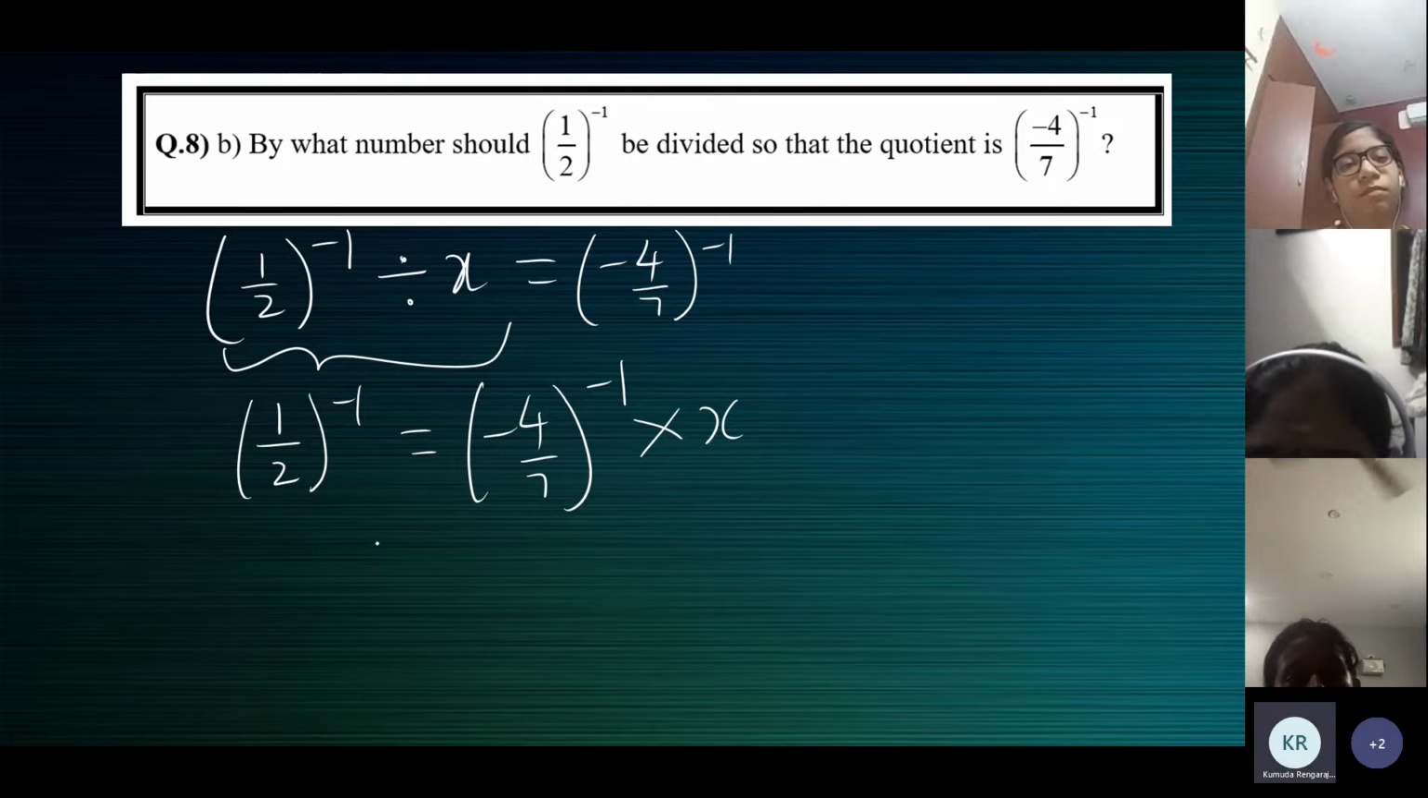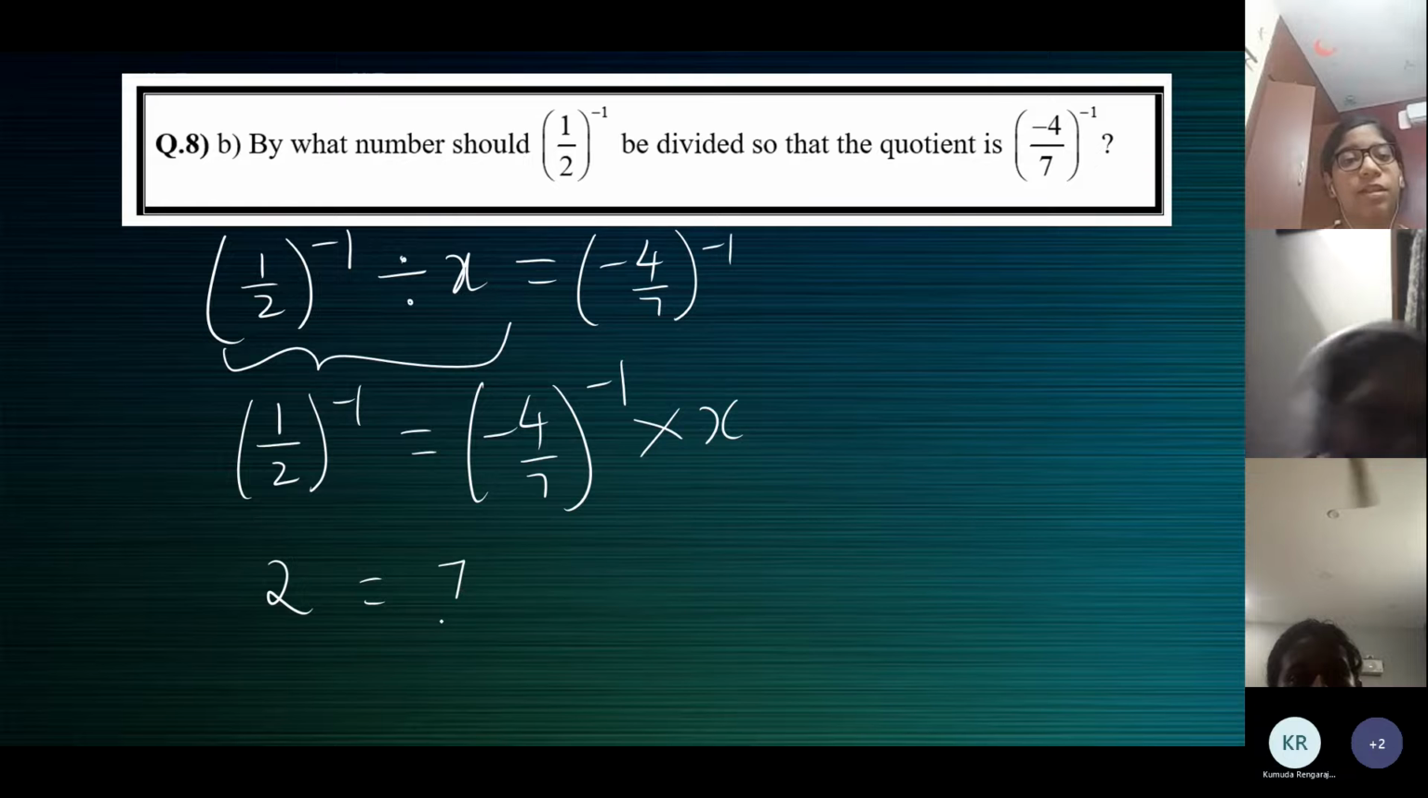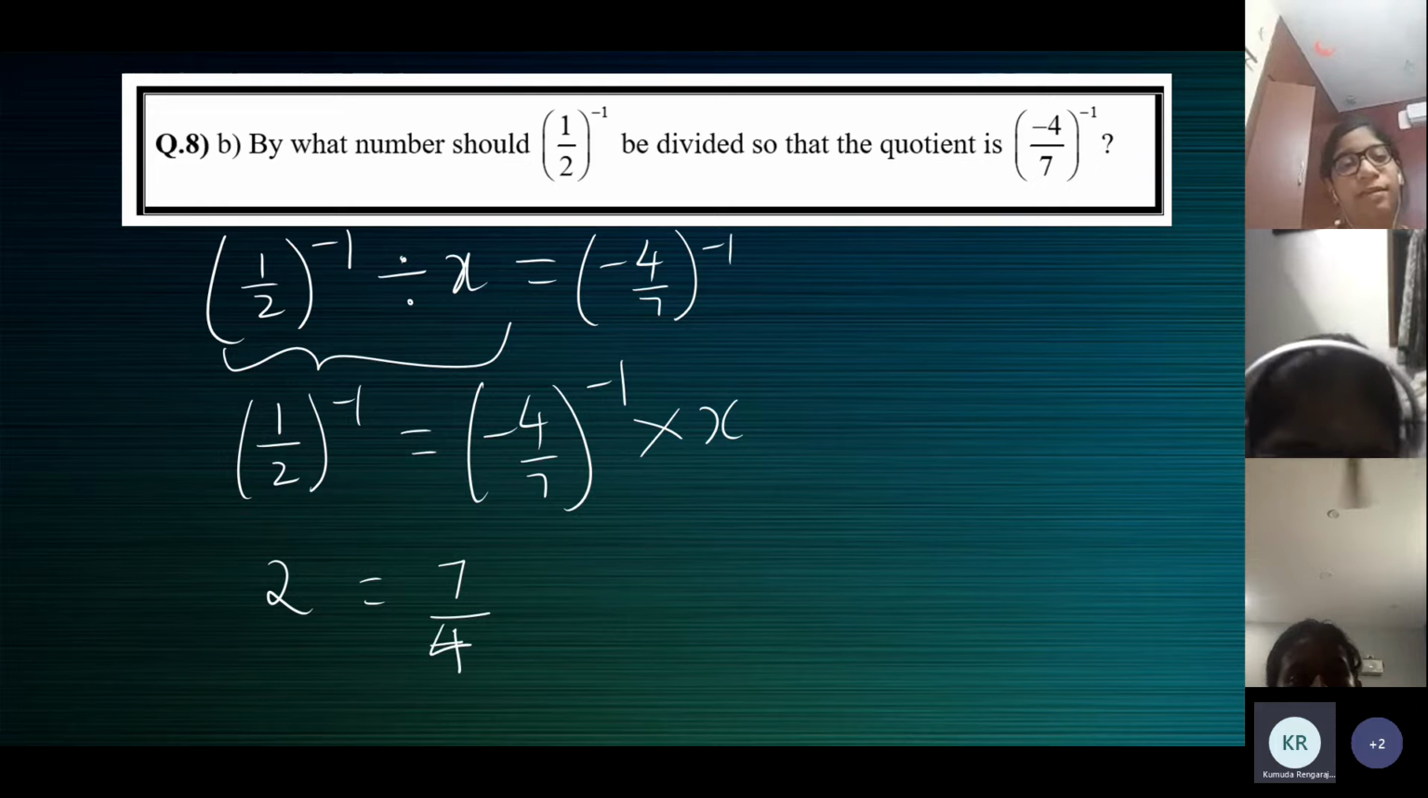Now what can we do next? Ma'am, we find the equivalent. Yes. It equals 7 by minus 4, or minus 7 by minus 4, or minus 7 by 4, into x. So x, minus 7 by 4.